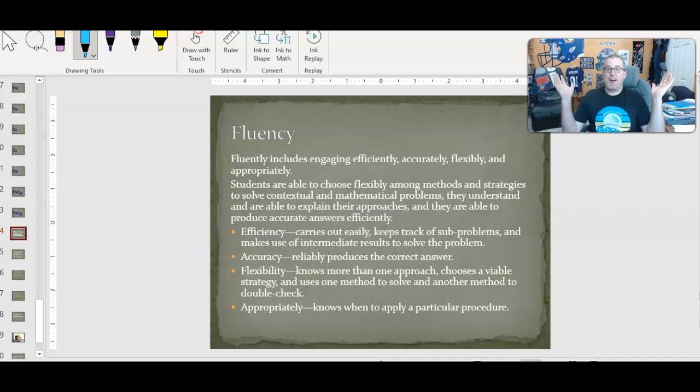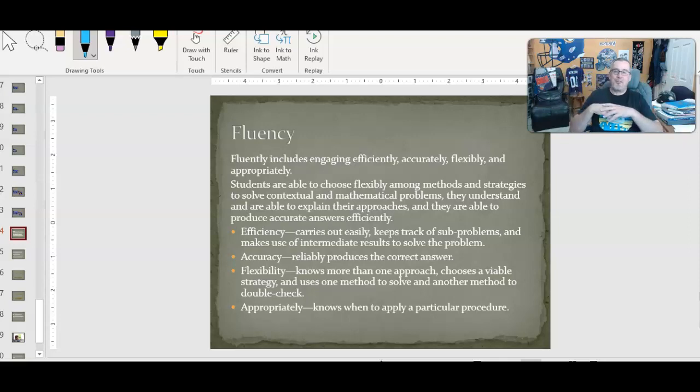So we come to the end of Module 3. We've been focusing on what I call computational fluency, looking at addition, subtraction, multiplication, and division, and thinking about how do we develop fluency. And I've alluded to what I mean by fluency along the way, but I wanted to end with the final formal definition of fluency that is often used in mathematics education. I'm going to have to read it to you. Check it out. Fluently includes engaging efficiently, accurately, flexibly, and appropriately.